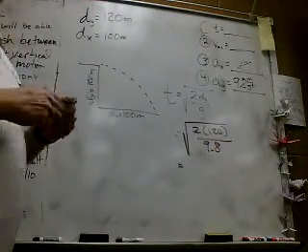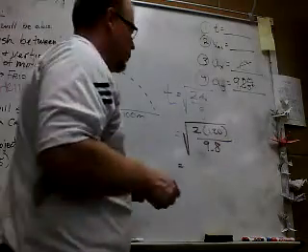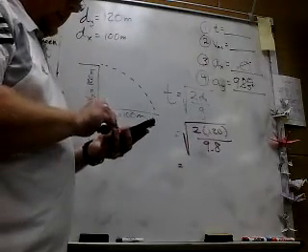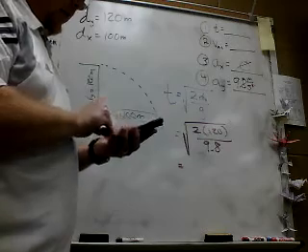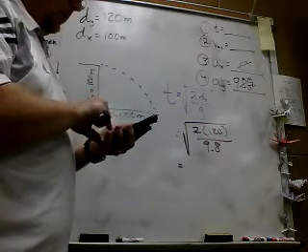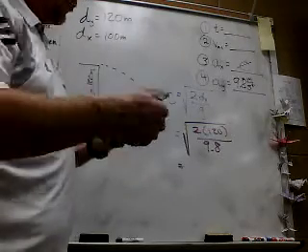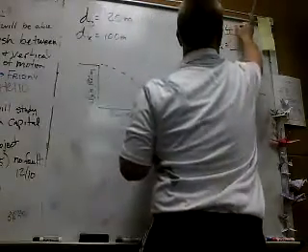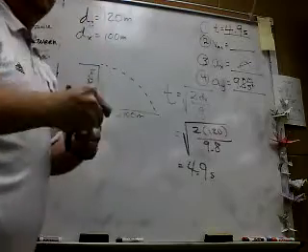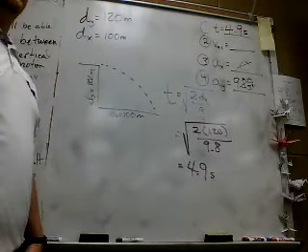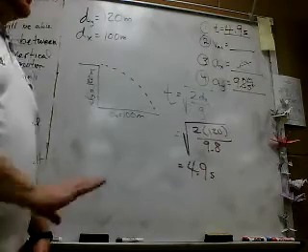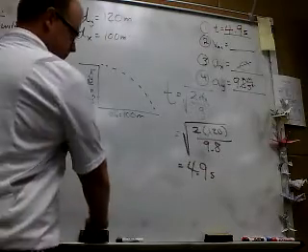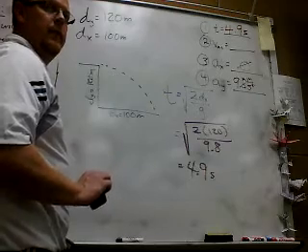2 times 120 divided by 9.8. Then take the square root. 2 times 120 divided by 9.8, and then take the square root. 4.9? Yeah. So that's the time, 4.9 seconds. Is everybody good up to that point? Can I erase the work right there? Good?